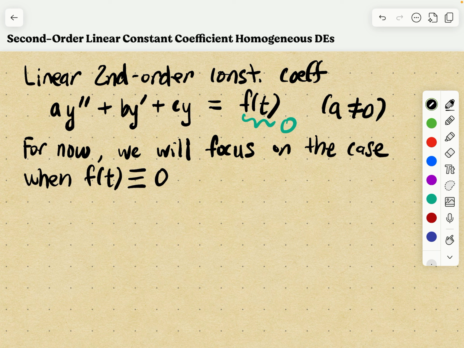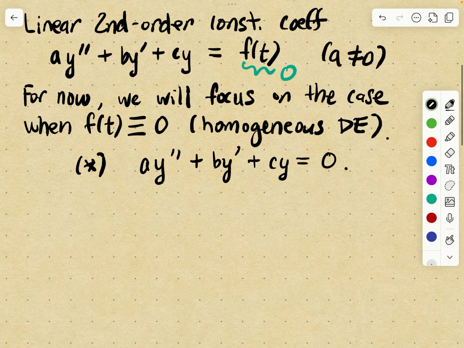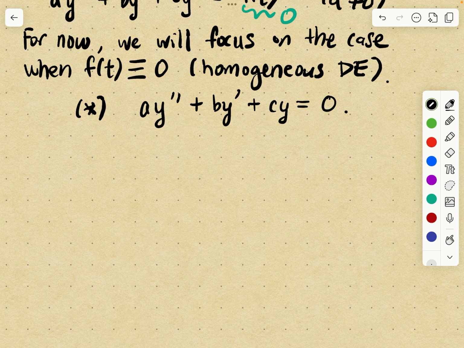Okay. So when we have that differential equation, that's called a homogeneous differential equation. So what that means is, I'll put a star or asterisk: ay double prime plus by prime plus cy equals 0. That's the equation we're going to solve. And strictly speaking, to be more clear, maybe it's better to put the 3 bars to say that it's the 0 function, but the convention is just to write equals 0.